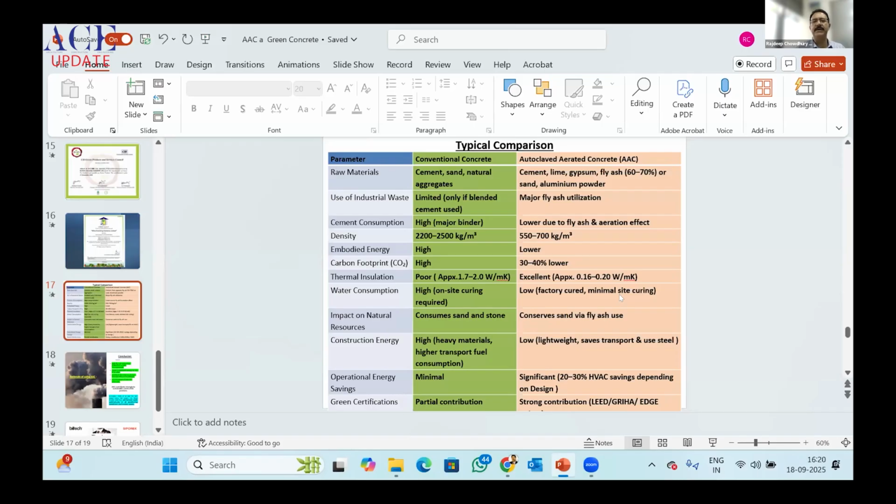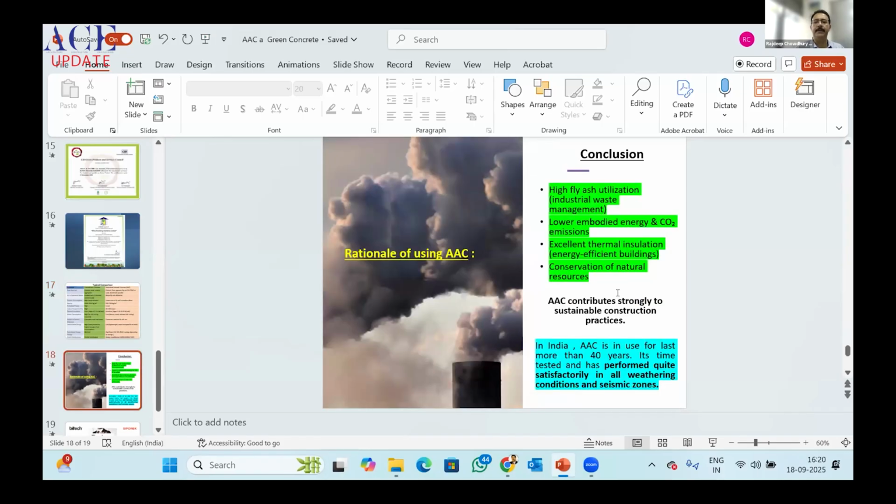Is it green certified? Yes, conventional concrete also can be, partially, but if you look at it in terms of points and scoring, AAC scores very high here.